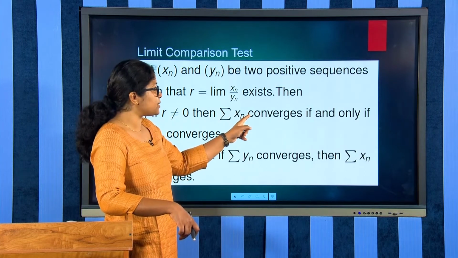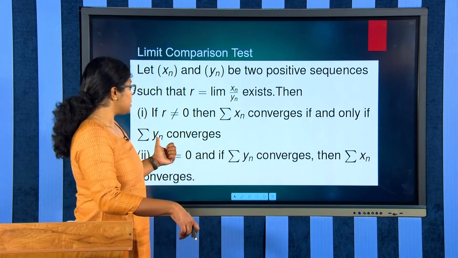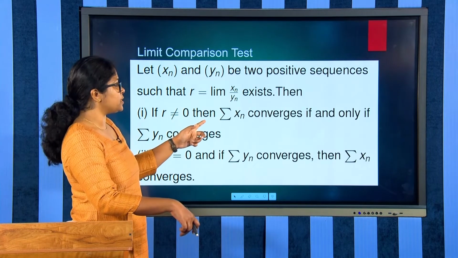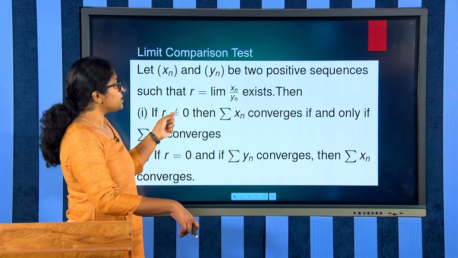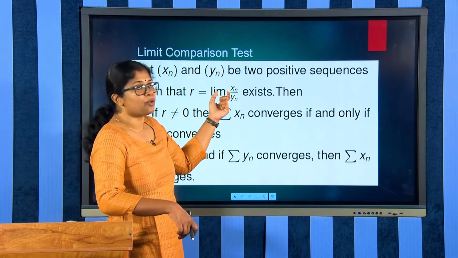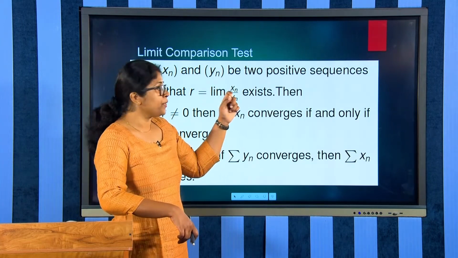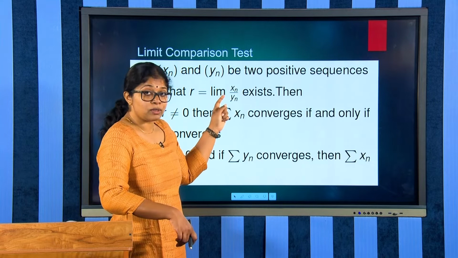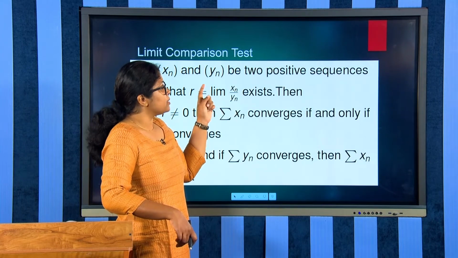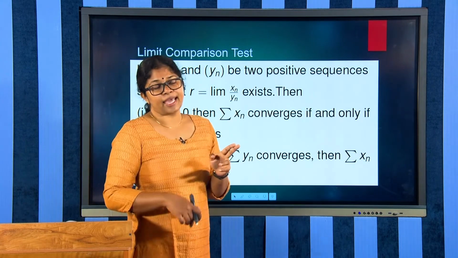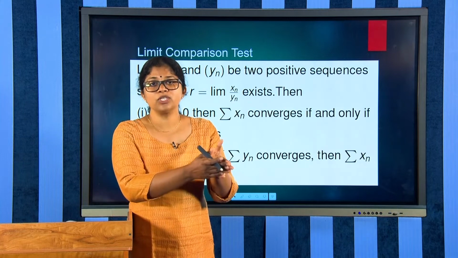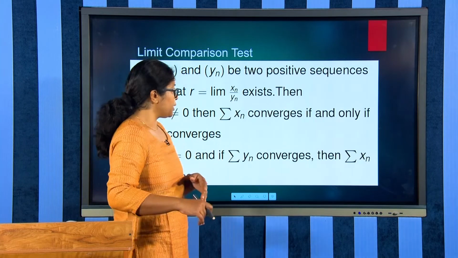That is, sigma xn converges if and only if summation yn converges and vice versa. So, we can see that if this ratio is going to a finite non-zero quantity, then the two series sigma xn and sigma yn both converge or both diverge.